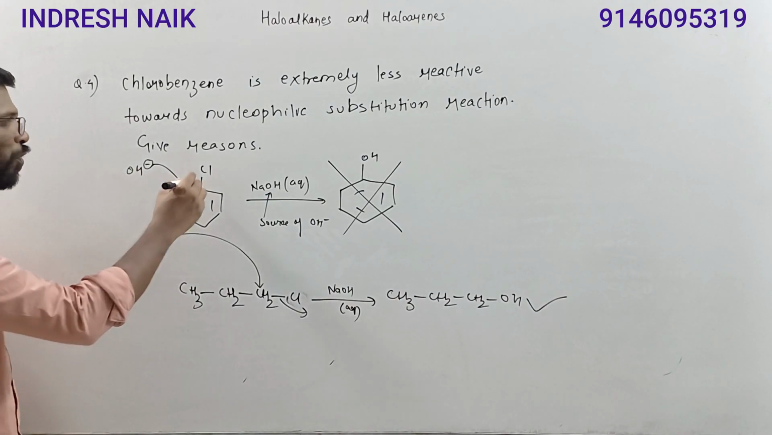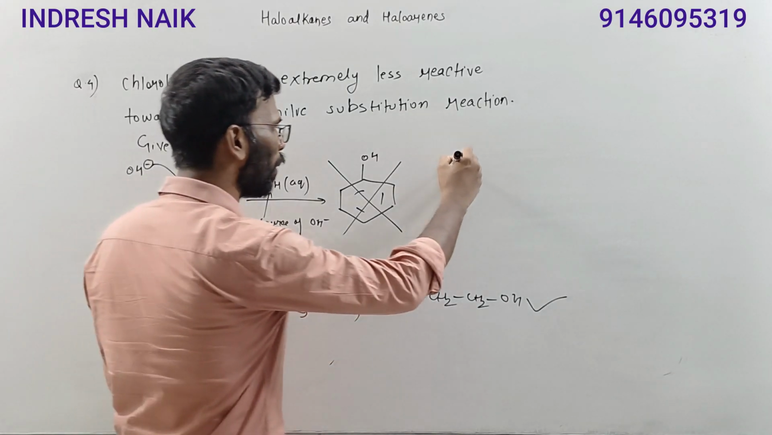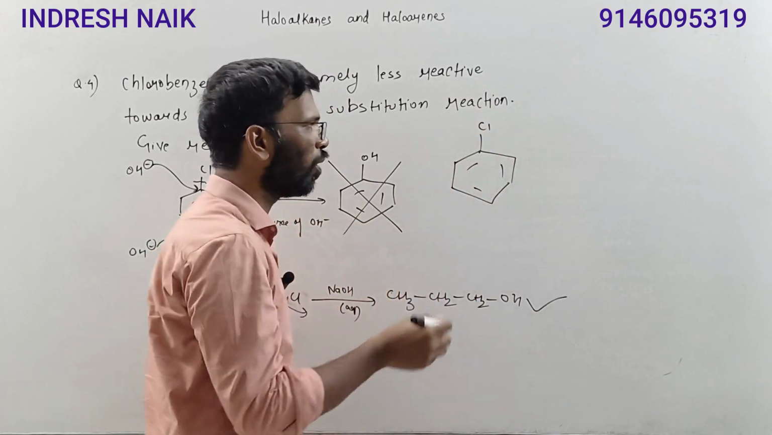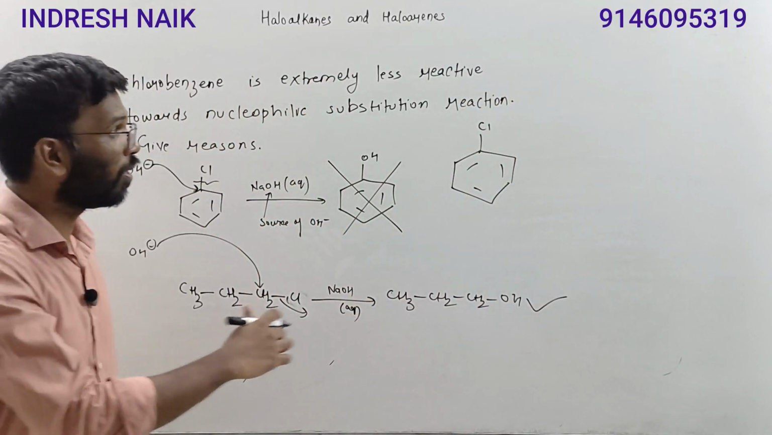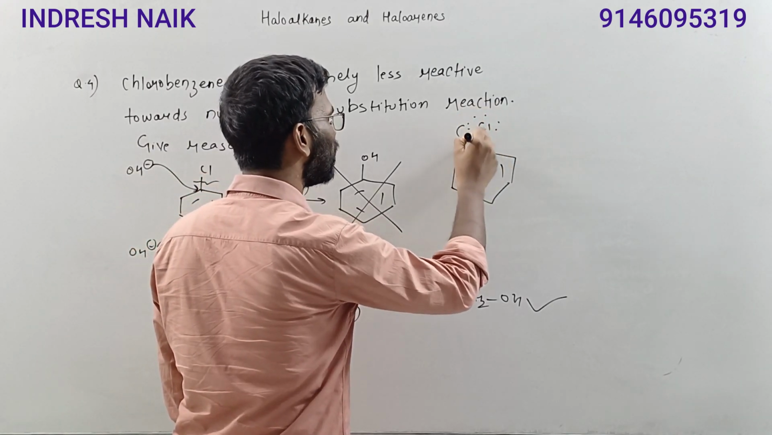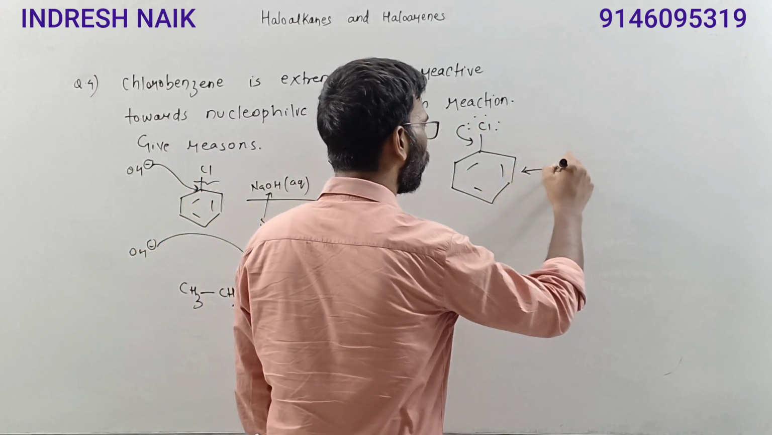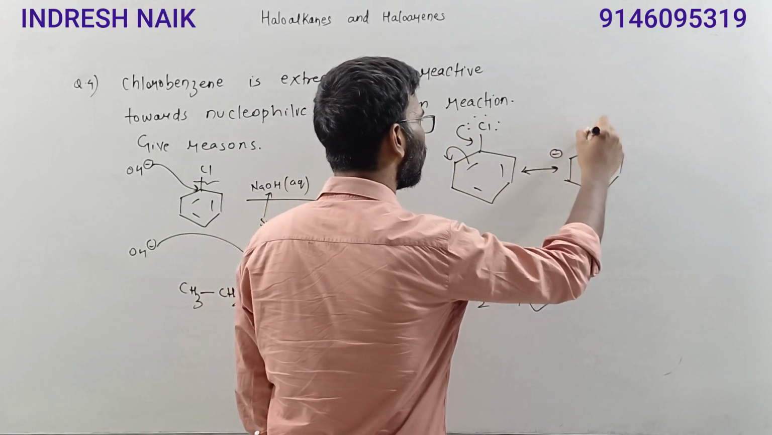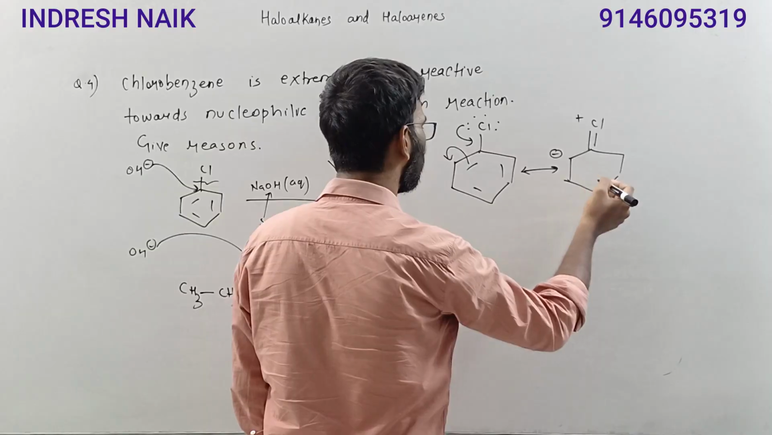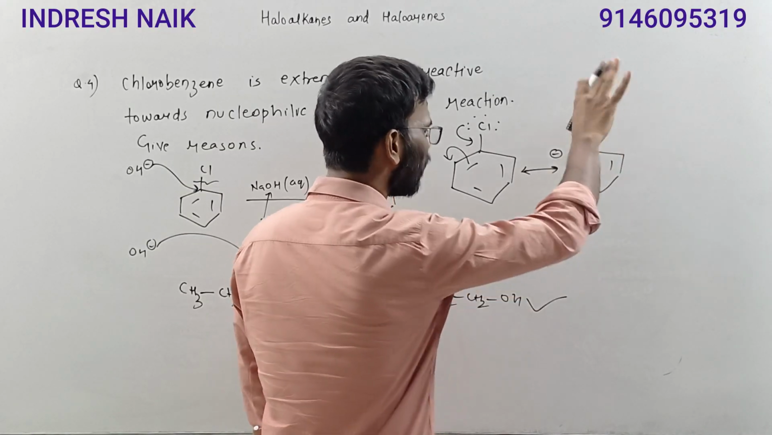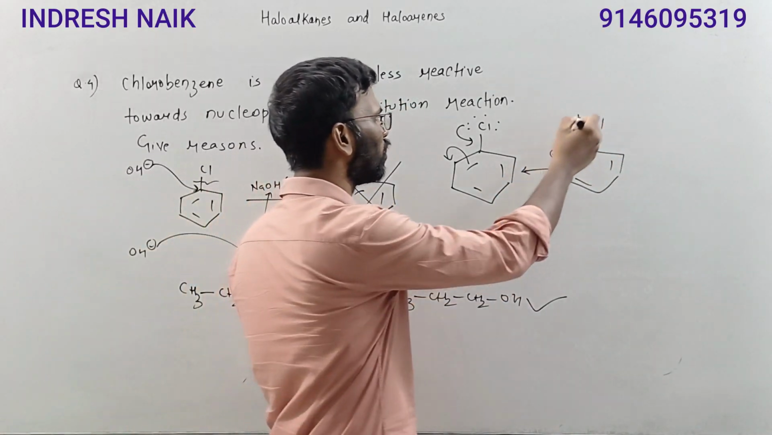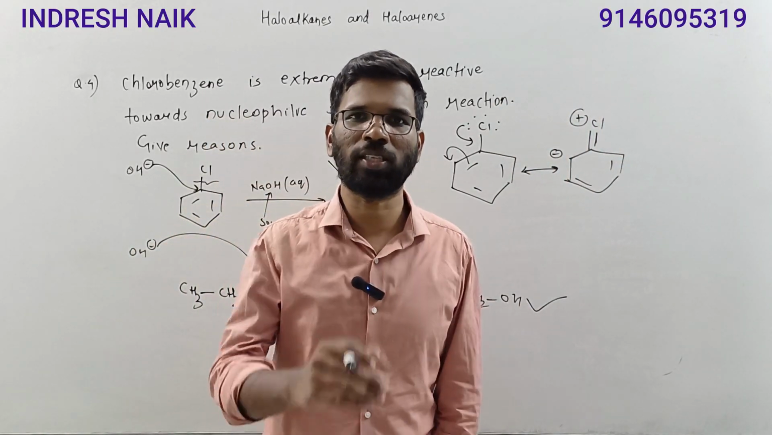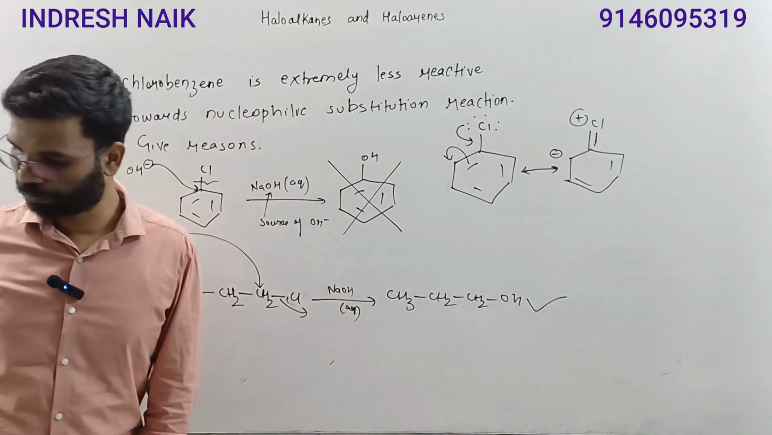For this substitution, we need to break this bond. For the substitution to happen, the bond between chlorine and carbon should be broken very easily. Remember, because of the conjugation, this will show resonance. Chlorine is losing its electron, this becomes negative charge, and this resonance will continue. I will not draw the whole resonance structure, but you can see a partial double bond character is formed.